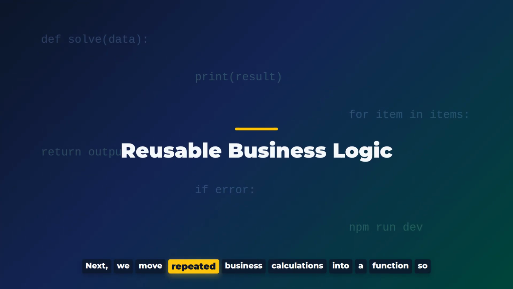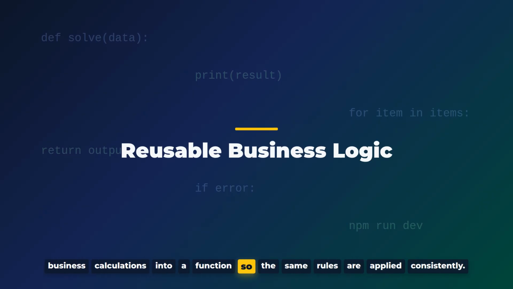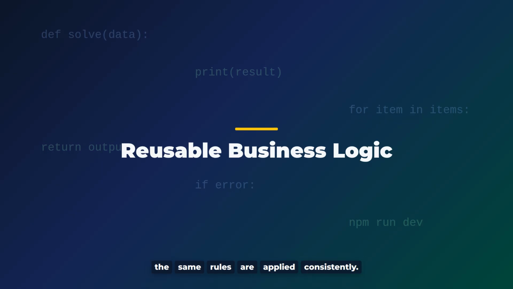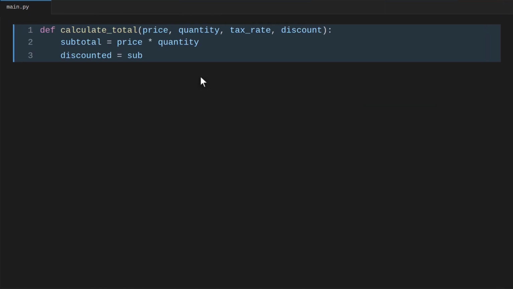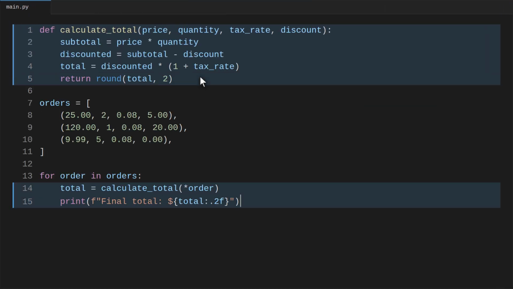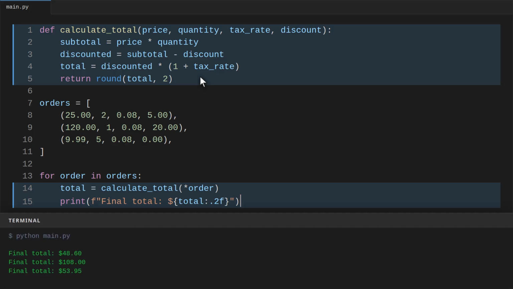Next, we move repeated business calculations into a function so the same rules are applied consistently. In an e-commerce backend, order totals must be calculated the same way every time. Let's put the price, quantity, tax, and discount rules inside one function so each order uses the same logic. Now we run it with 3 different orders and look at the final totals.